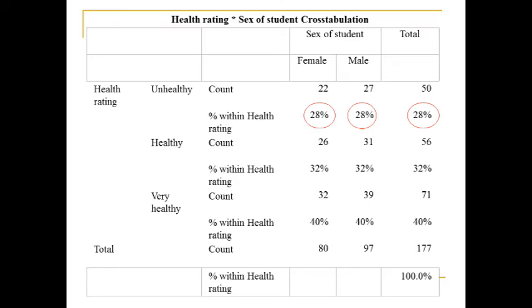So here you can see that when we have 28% of the distribution of responses in unhealthy, because that was the overall sample mean, you've got 22 women classing themselves as unhealthy and 27 men classing themselves as unhealthy, because each of those make up 28% of the total observations that we have for each sex.